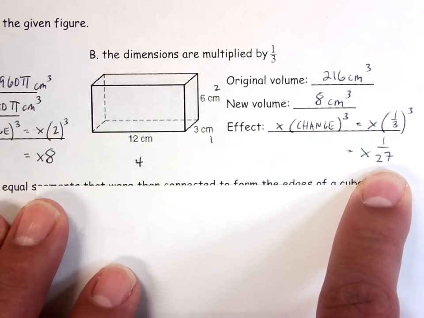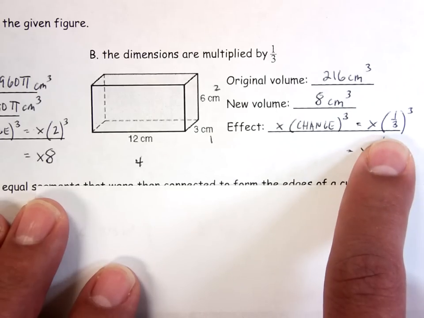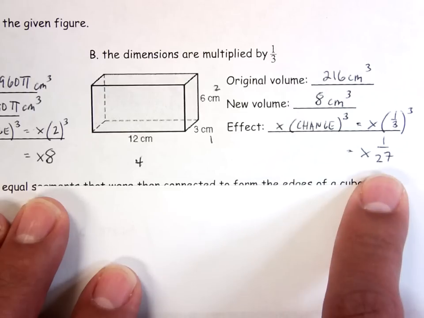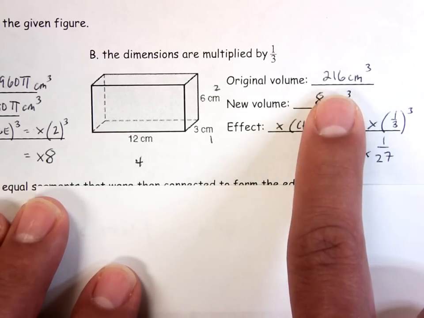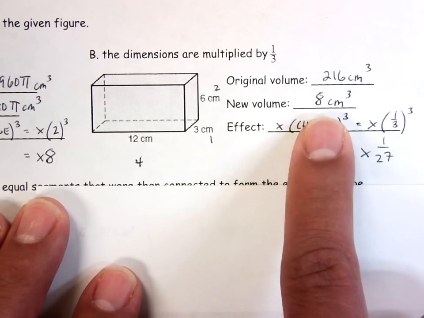Where does that come from? It's by cubing the change. I multiplied each one of my dimensions by 1/3. And the effect on volume is I have to cube this, so 1/3 cubed is 1/27. So all I have to do is multiply my original volume by 1/27, or again, just divide it by 27 to get your new volume.